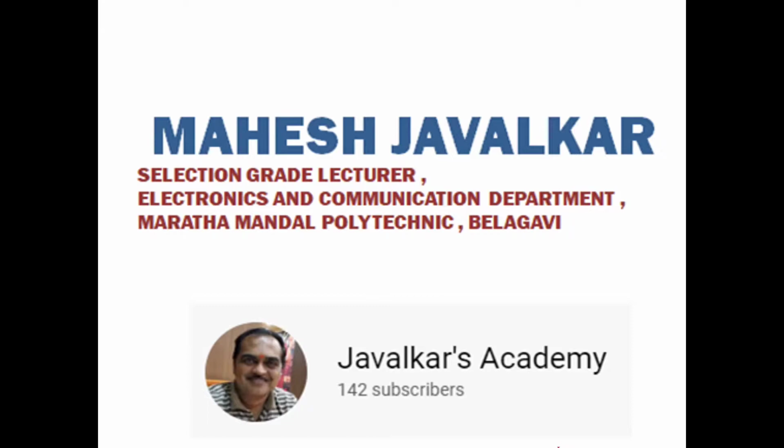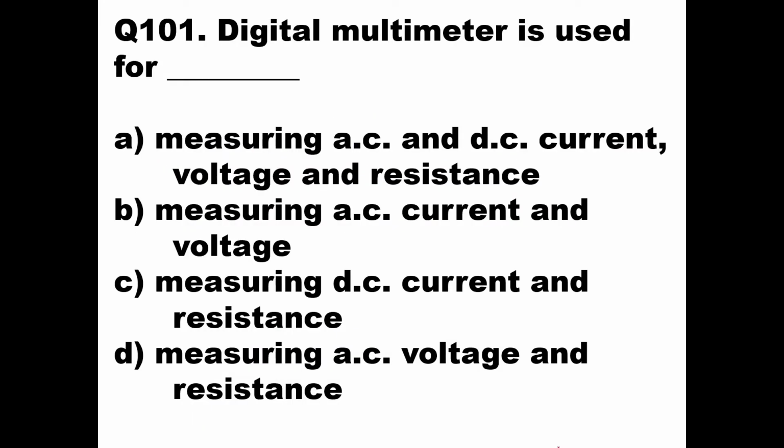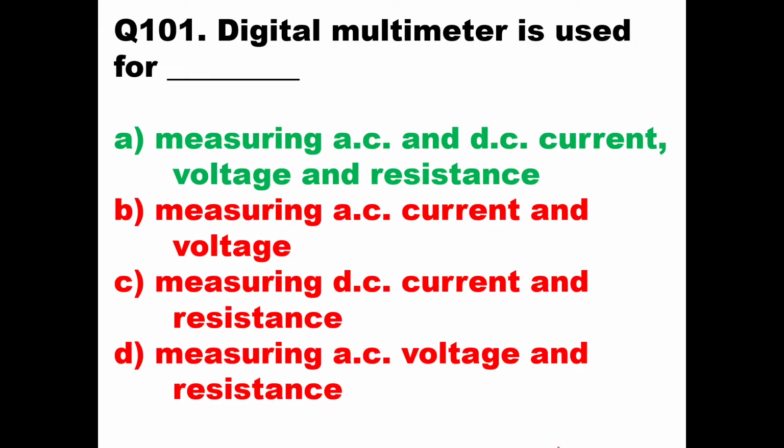Okay, so let's start with the question here. Question number 101, digital multimeter is used for. As we know, a multimeter is used for measuring current, voltage and resistance. In current also it can measure AC and DC current, and in voltage also it can measure AC and DC voltage, and resistance. So here option A will be the right answer. Digital multimeter is used for measuring AC and DC current, voltage and resistance.